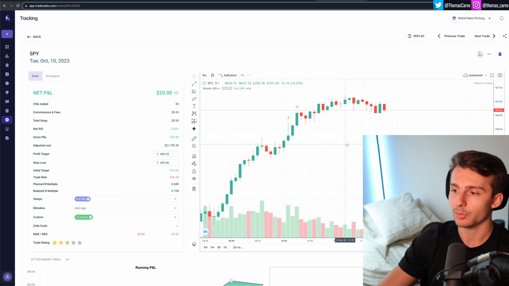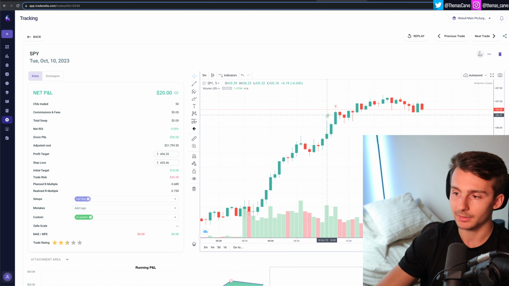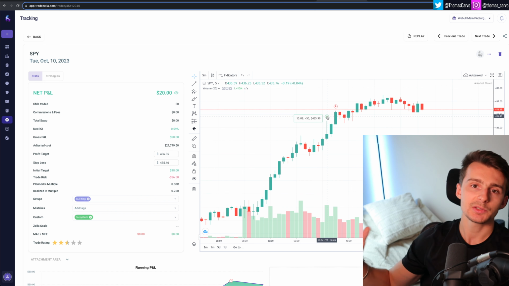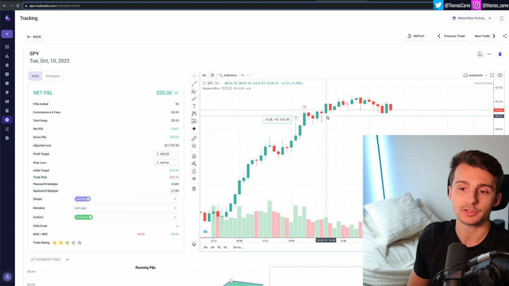So, 5-minute chart, what do we do here on SPY? Well, I enter on this candle right here. It'll even tell me my exact entry price. This is why I'm super pumped for this. It's just shares, guys.